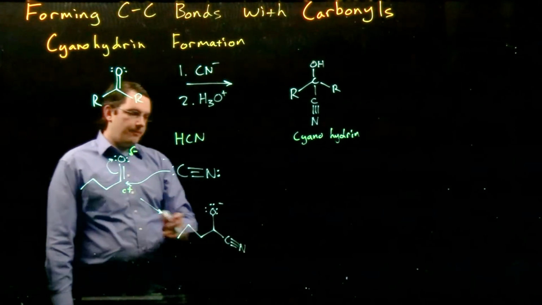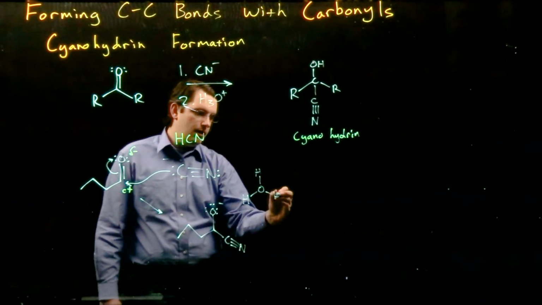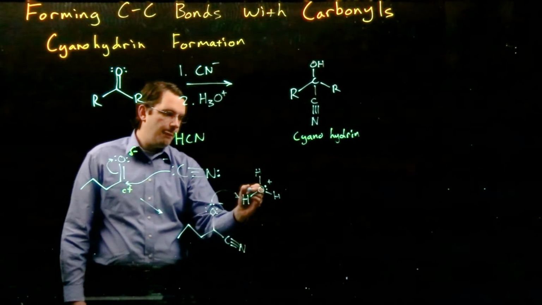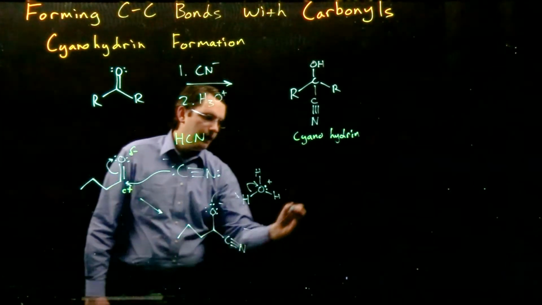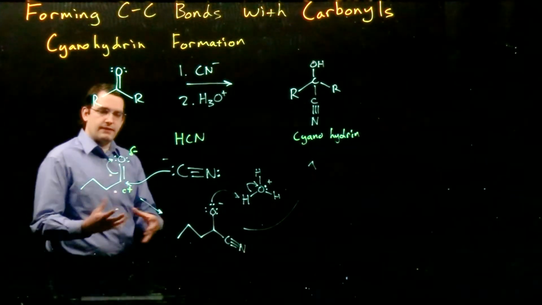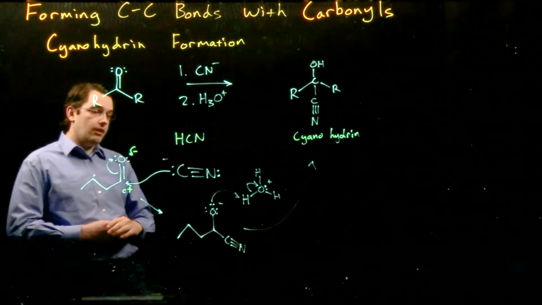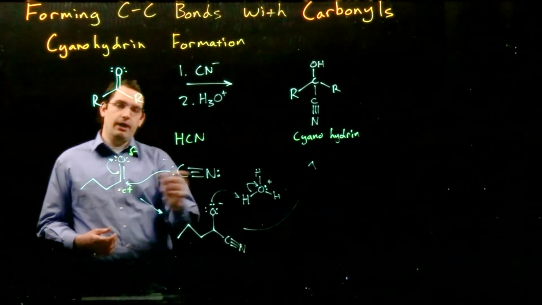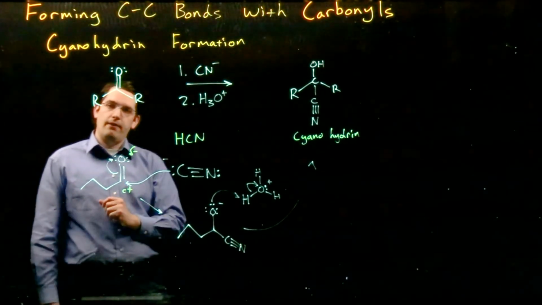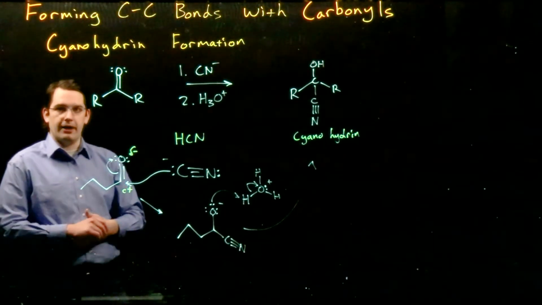Now, of course, that second step with our acid, we simply protonate our nucleophilic and basic oxygen here, and that leads us to our cyanohydrin. So again, you should notice the similarities here between our Grignard reagents attacking our carbonyls versus our cyanide ion here attacking. In this case, we just have created that nucleophilic carbon through our cyanide ion instead of through our organometallic compound.